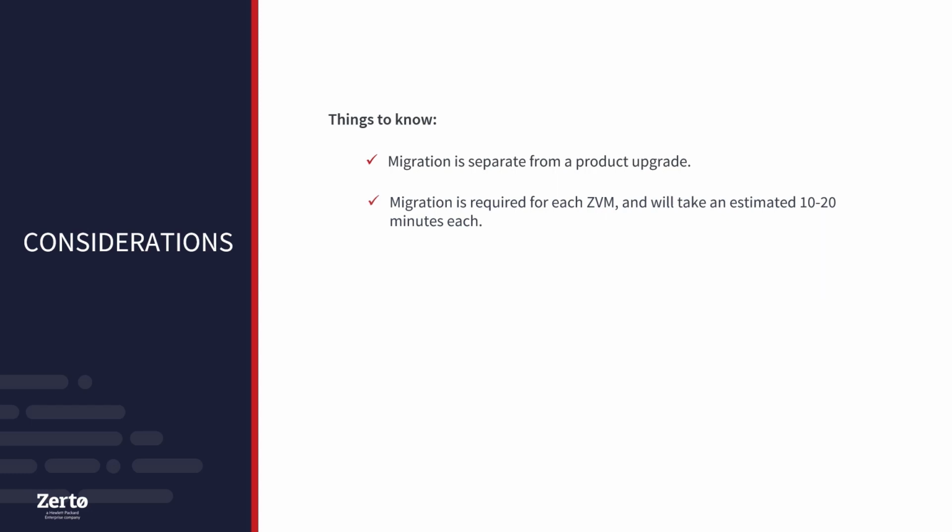It will take about 10 to 20 minutes to migrate each ZVM. This will depend largely on your database. For instance, if your database is external, only the connection settings will be copied, not the database itself, so this step can sometimes be completed in under 5 minutes. Also, your old ZVM dashboard visualizations will reset after migration, but the data will still be available in Zerto Analytics.